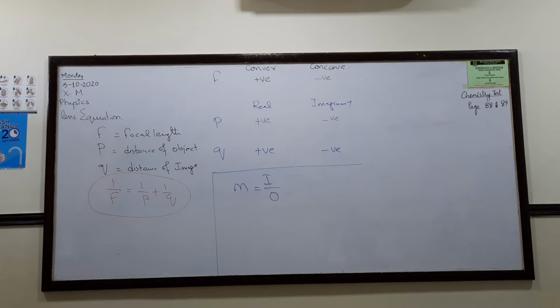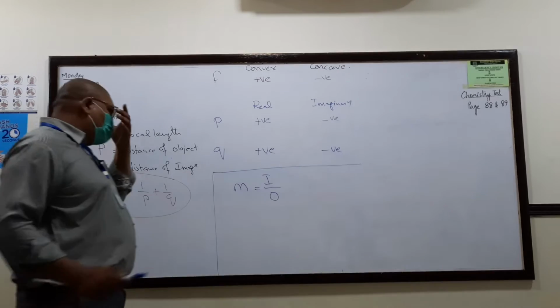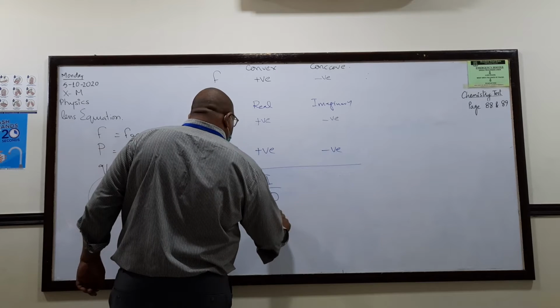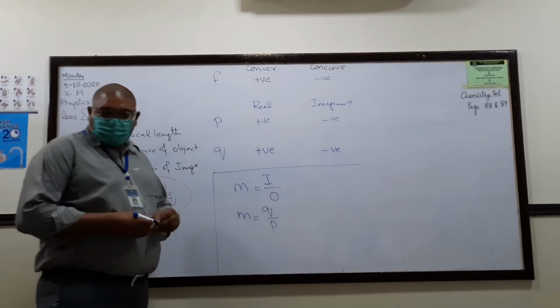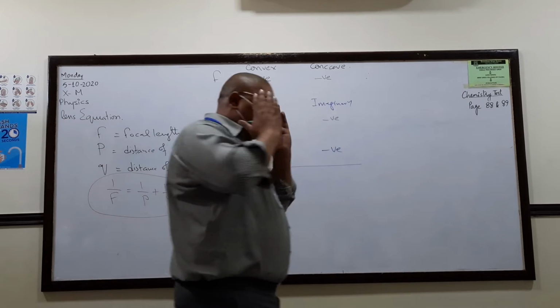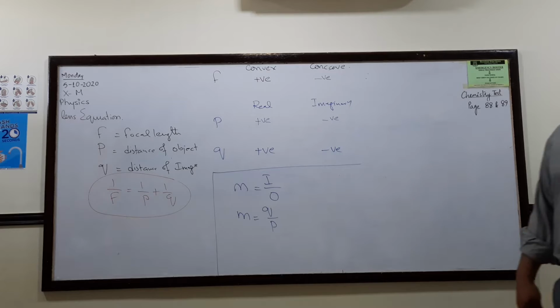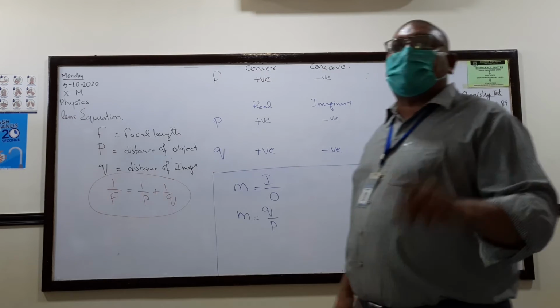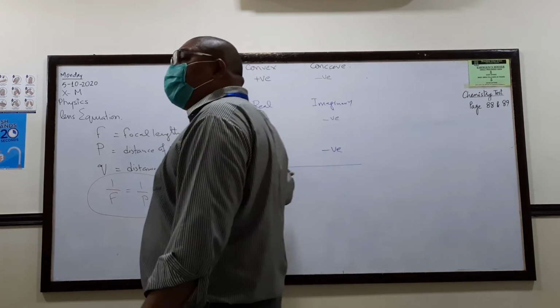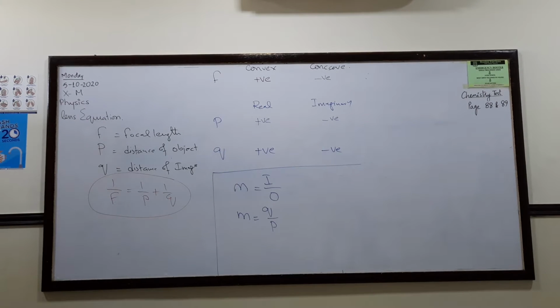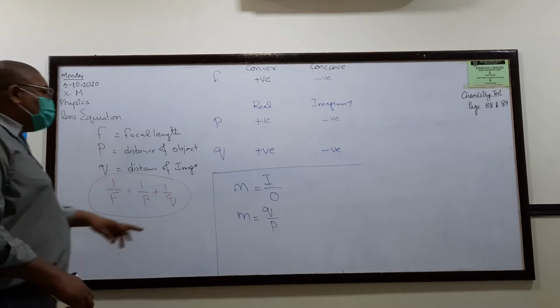We can have another formula also for the linear magnification. The linear magnification can also be described as q divided by p. It means the distance of the image from the optical center divided by the distance of the object from the optical center. q divided by p is also a formula for the linear magnification. When I solve these numericals, you will see that I will be using these two formulas.